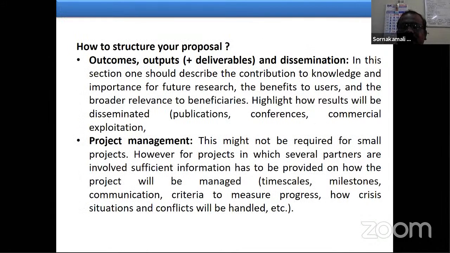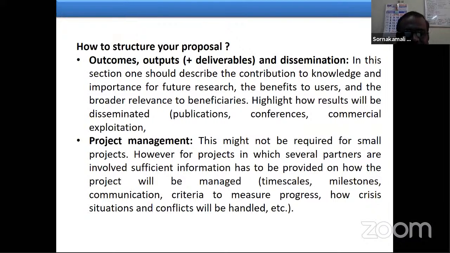Then outputs and how they can be disseminated. This section should describe the contribution to knowledge, the importance for future research, the benefits to the users, and the broader relevance to the beneficiaries. It highlights how results will be disseminated by means of publications, conferences, and commercial exploitation. This is the most important thing: our project must end up with deliverables. Only then will that increase the chance for funding.